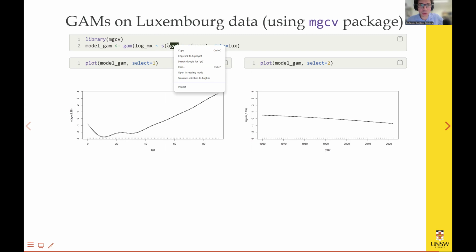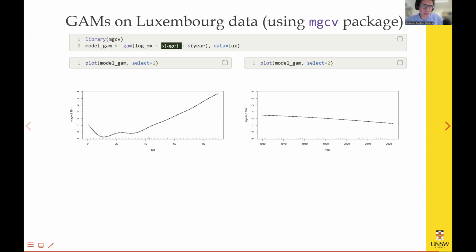Now here we haven't done it, so we let R choose the best degree of smoothing based on some internal criteria. But be mindful that if you wanted to specify the degrees of freedom yourself, you could in this S function. And now we get the results. So simply plotting the model, select one means the first plot. The plot for the first predictor here, age.